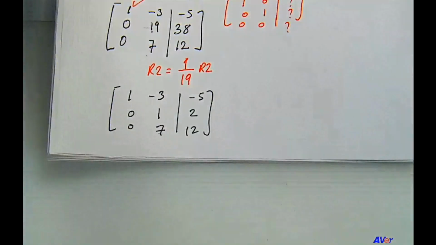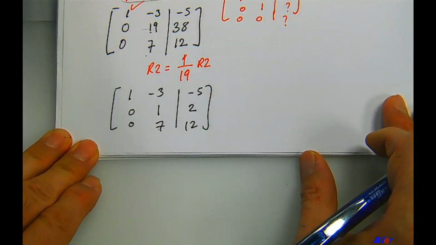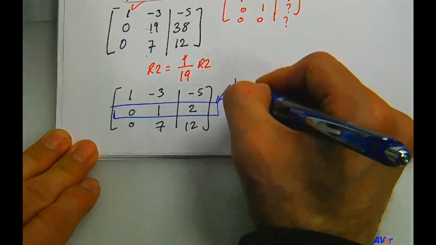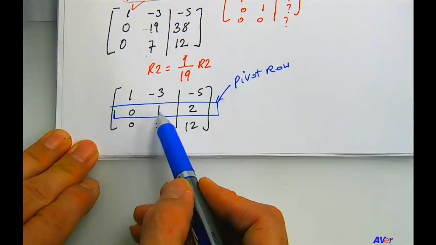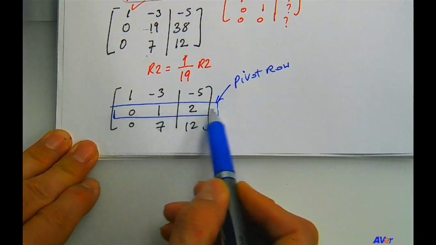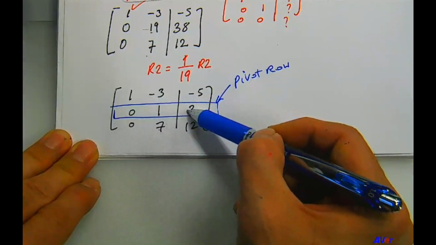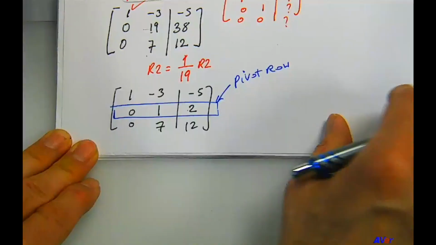Well, let me ask you this. Which row is the pivot row now? Have you thought about that? It has to be the second row. This is the pivot row. Why is that? Because the diagonal 1 that we just got is in the second row. So now this is important because we need to use this pivot row to convert the -3 and 7 to zeros. Let's do that on the next page.